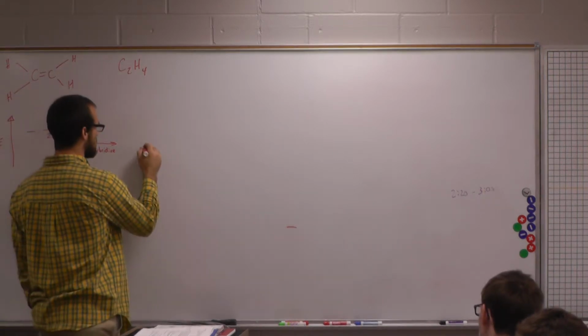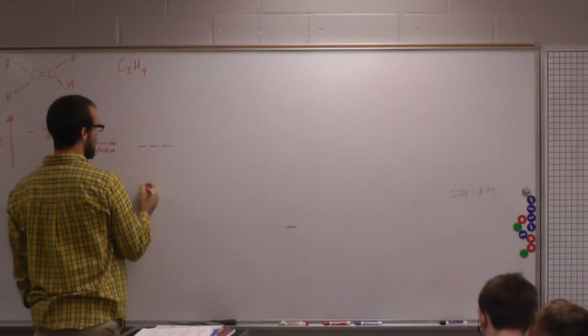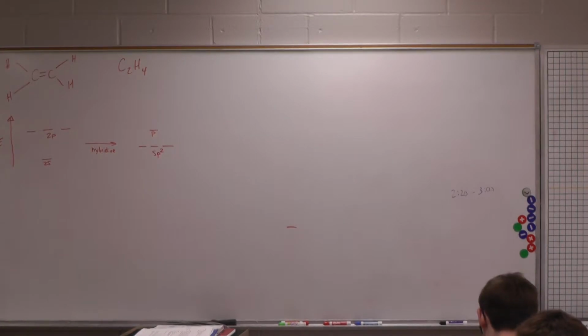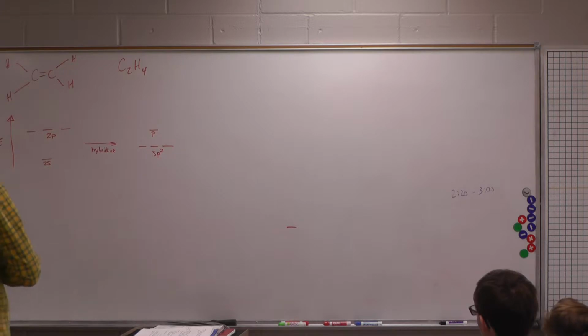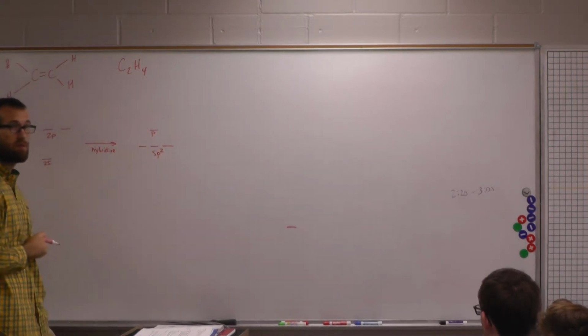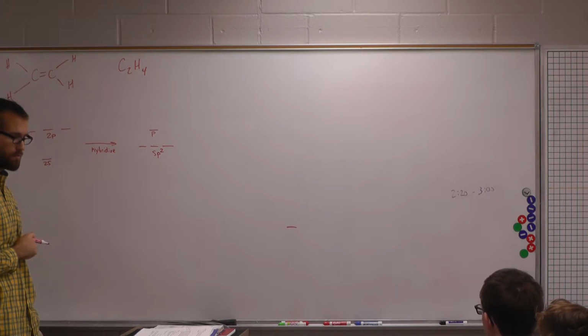And here's what this looks like. You form sp2, and there's one p orbital that is left unhybridized. And I'll explain where this p orbital comes into play. Okay?